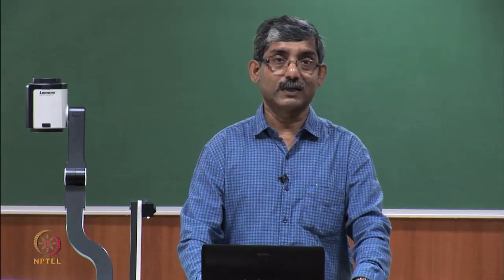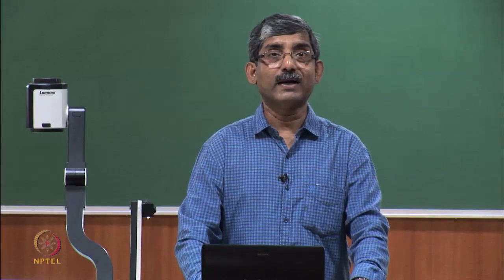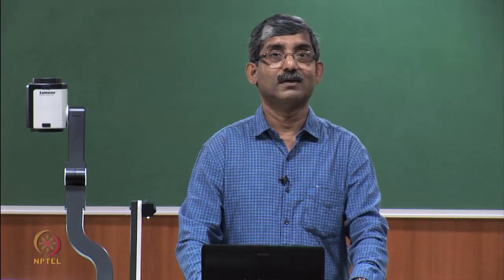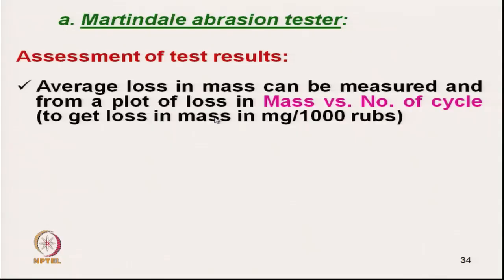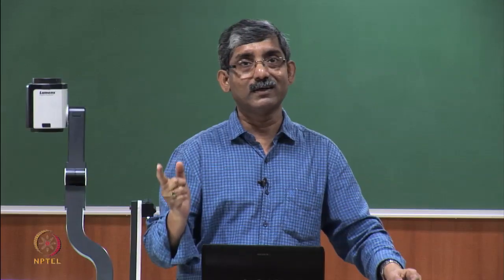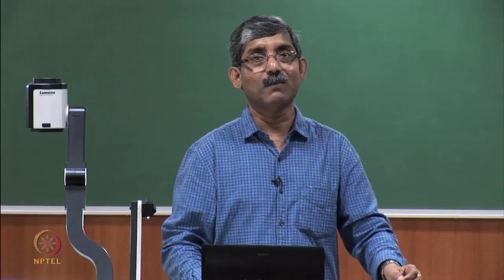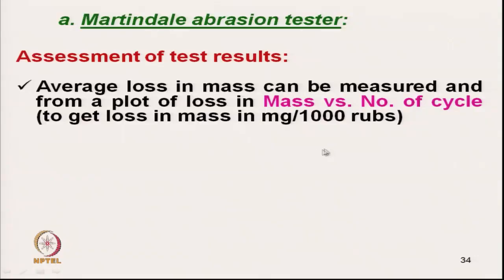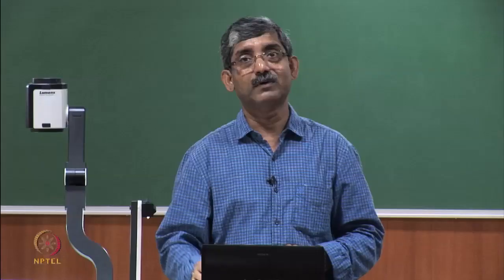So, we have 4 different sets of specimens, and then the average loss in mass can be measured. From each set we can measure the average loss in mass. So, we have got 4 values, and we can plot the curve. Then we can extrapolate to get the loss in mass in milligrams per 1000 rubbing cycles. So, that will give a result.